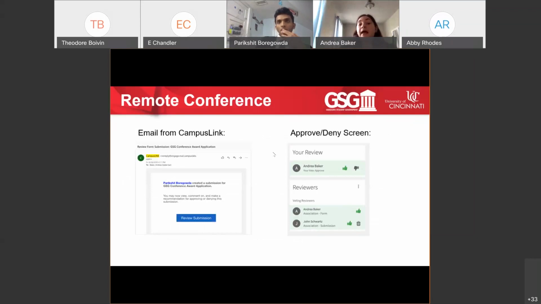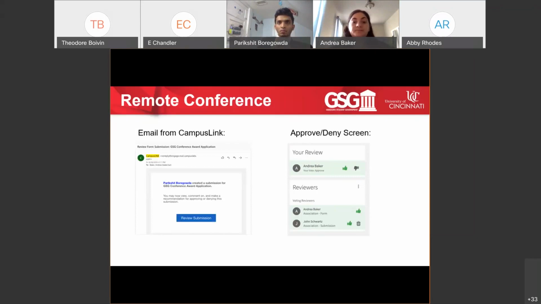Okay, so GSA officers have to sign off on the applications just like normal. What happens in the application is you manually enter the email address and name of your approver. So this is what it will look like. Parikh made an application and he added me as an approver. I got an email from CampusLink. This is what it looks like.